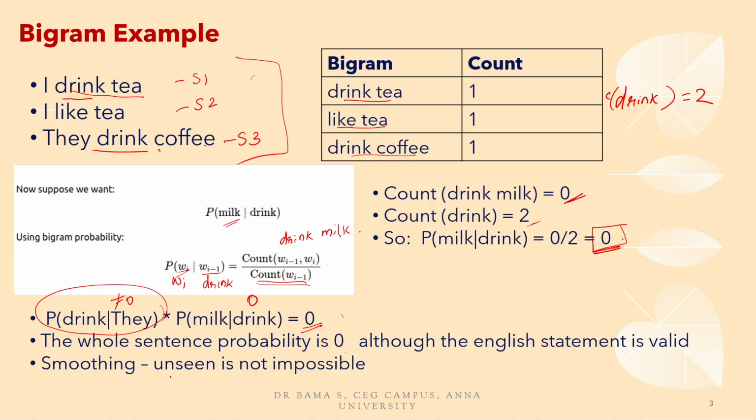With smoothing, if a statement is unseen, it takes it as 0, but it is actually not impossible. It is only unseen. There is a difference between impossible and unseen. So although it is 0, it might appear somewhere else. So how do we account for that possibility? That possibility comes with the help of the smoothing techniques.